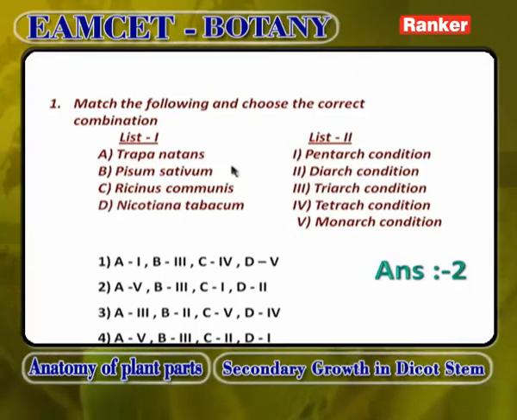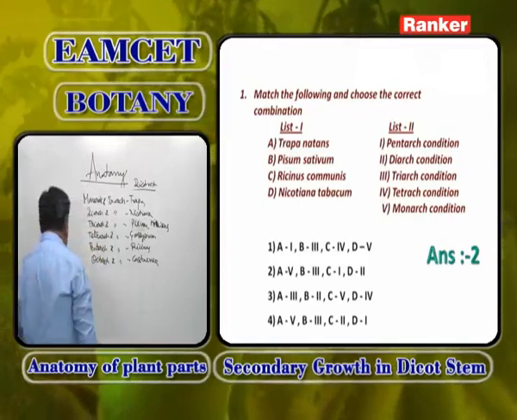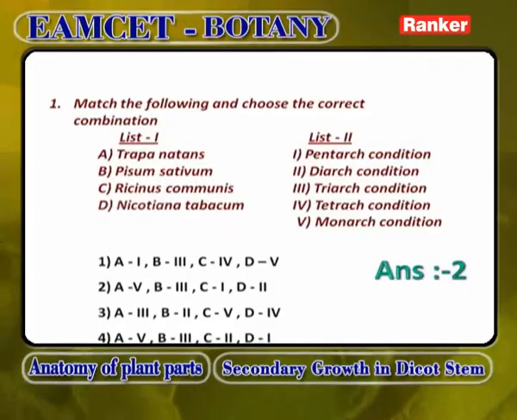Trapa natans, monarch condition. Pisum sativum, triarch condition 3. Ricinus communis, pentarch condition 1. Nicotiana tabacum, diarch condition 2. So A5, B3, C1, D2. So Trapa natans is monarch and exarch. Pisum sativum is triarch and exarch. Ricinus communis is pentarch and exarch, and Nicotiana tabacum is diarch and exarch. So A5, B3, C1, D2. The matching of this is correct in the second option.